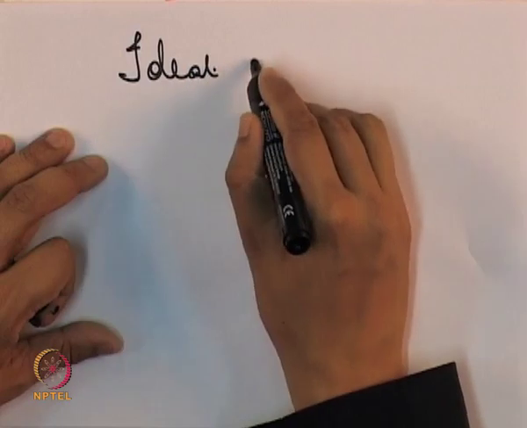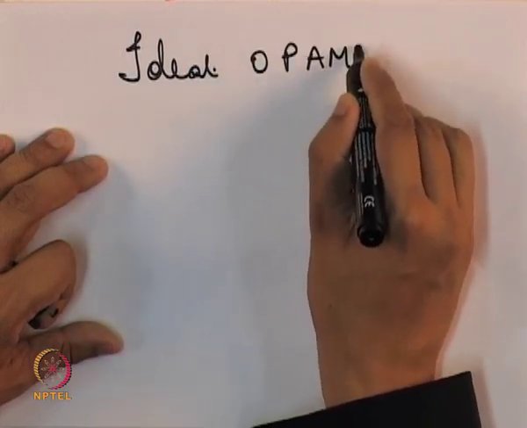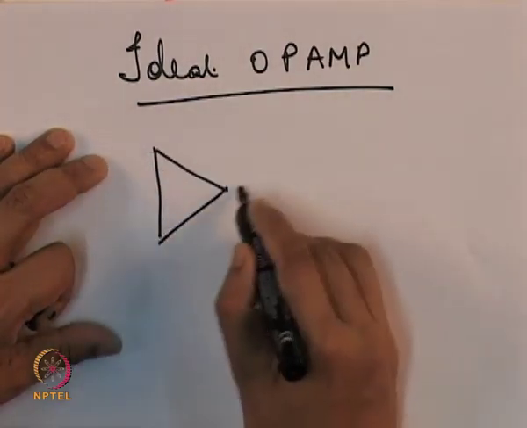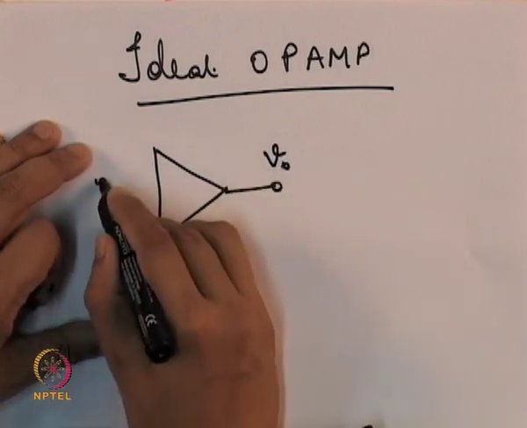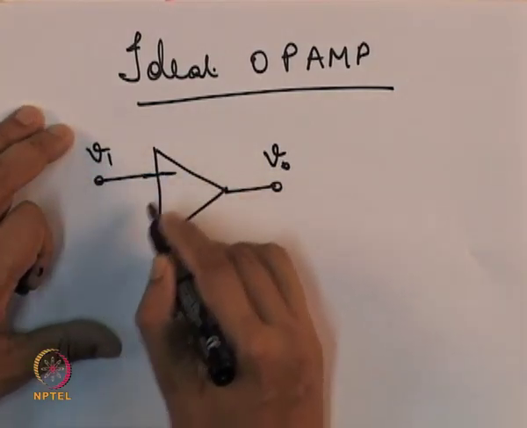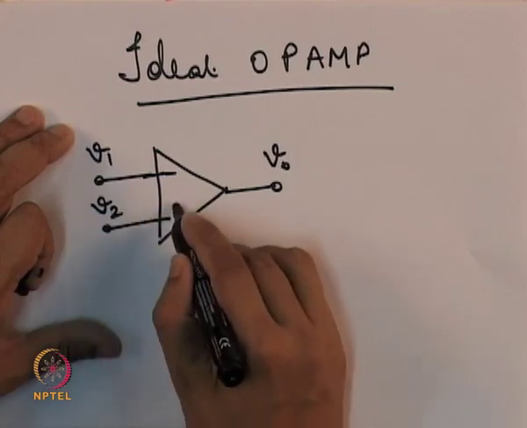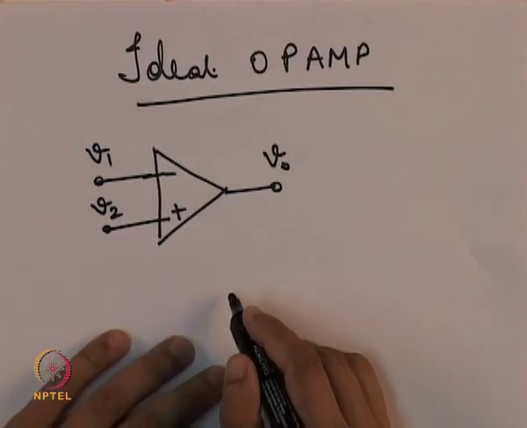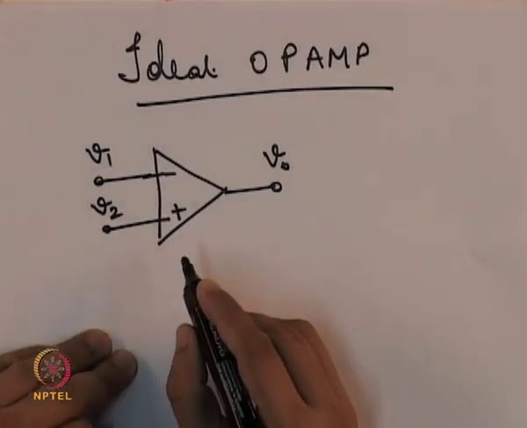So, once again, if we draw the circuit of an ideal op-amp, it's a three-port device, VO, V1, V2. So this is the inverting, this is the non-inverting port. Now let us see one first application, which is the summer.